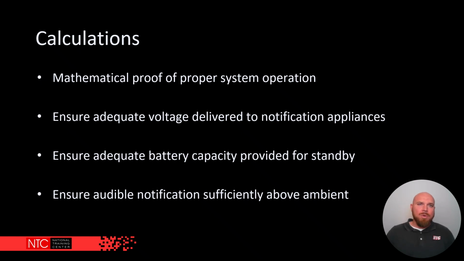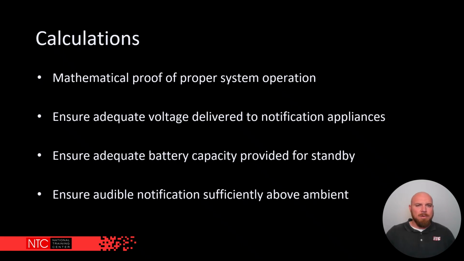As a designer, you are responsible for the calculations of that fire alarm system. Let's take 2 minutes to talk about some of those calculations. So calculations, they're mathematical proof of proper system operation. It ensures that everything on that system is going to function the way that it was designed to.